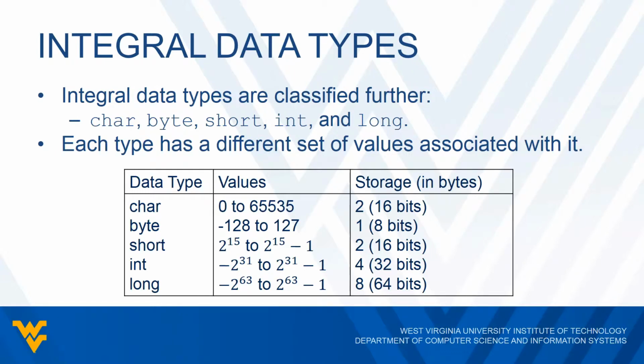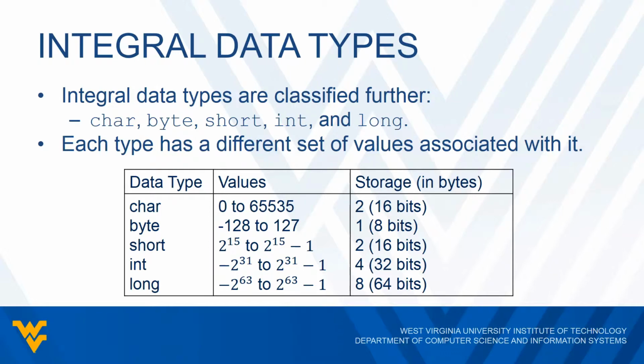With our character, for example, we can store anything between 0 to 65,535. So remember, this is where Unicode comes into play. We can take the numerical value and convert it to the appropriate Unicode character. And we would need 2 bytes or 16 bits in order to store that. A byte will allow us to store a value in the range between negative 128 to 127. And this requires only 1 byte or 8 bits.